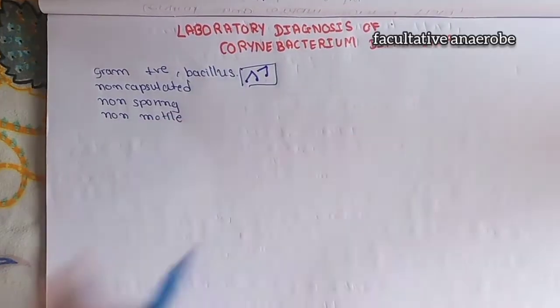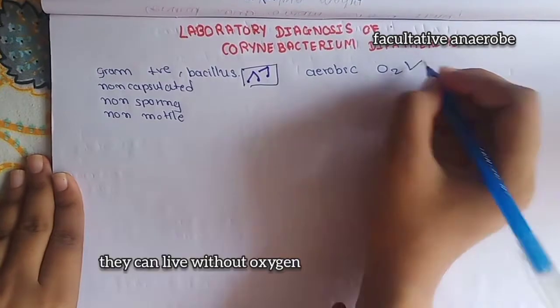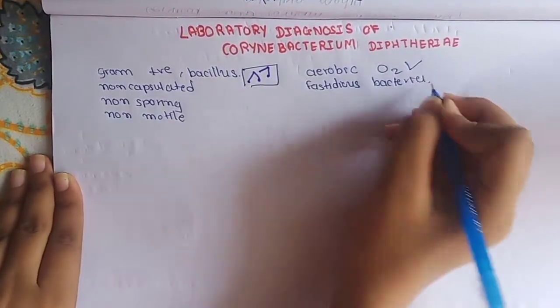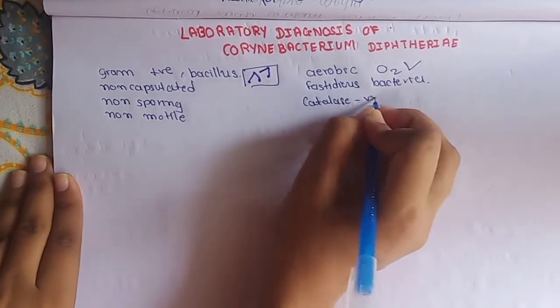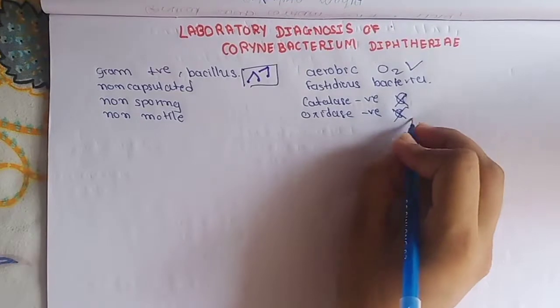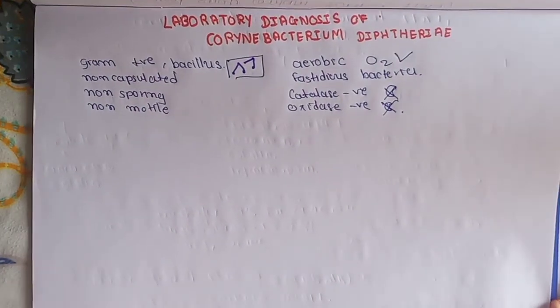They are aerobic. It means they need oxygen to grow. They cannot live without oxygen. And they are fastidious bacteria. They need special nutrients to grow. Corynebacterium diphtheriae is catalase negative and oxidase negative. It means it won't produce catalase and oxidase enzymes.